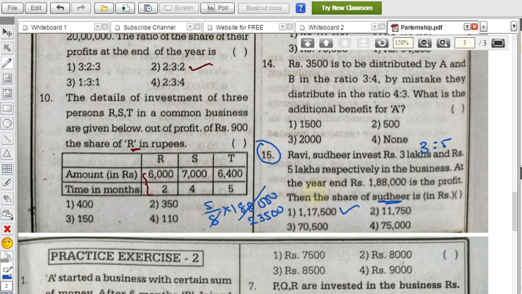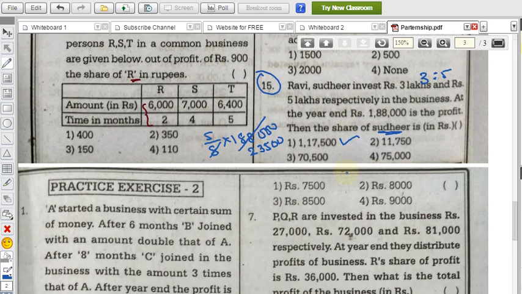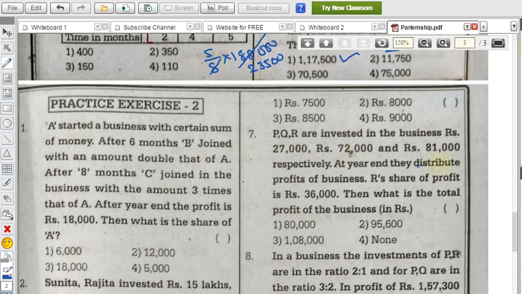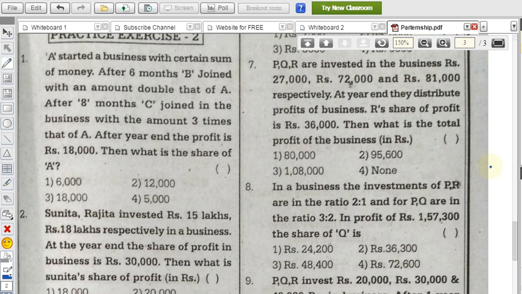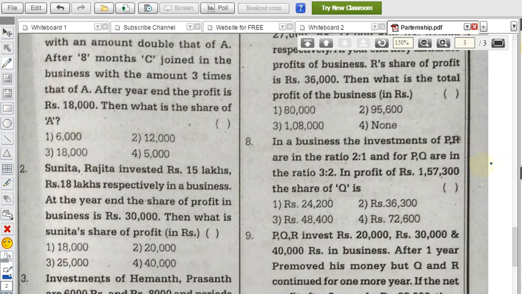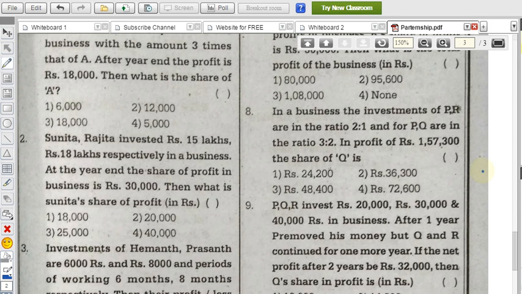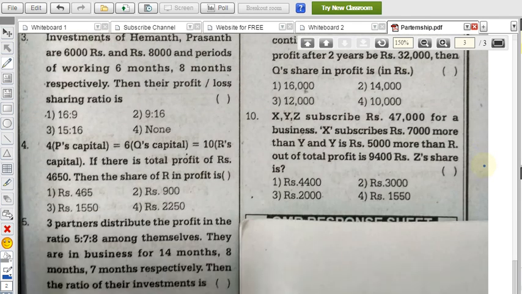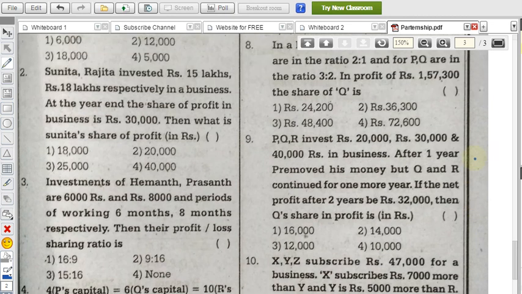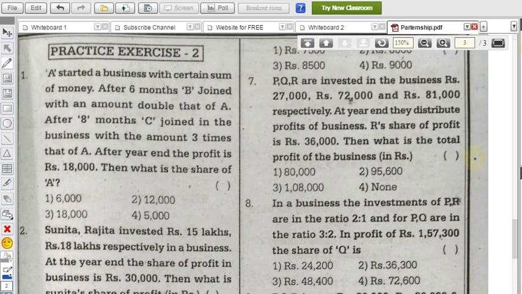Not only exercise 1, some other questions also I am showing in practice exercise 2 down here. So you can see only the terminology and questions are different, but the concept is the same. We have to see the capital ratios as well as the profit ratio, and compare with the profit which is given. These are the model papers and other important questions from the examination point of view.